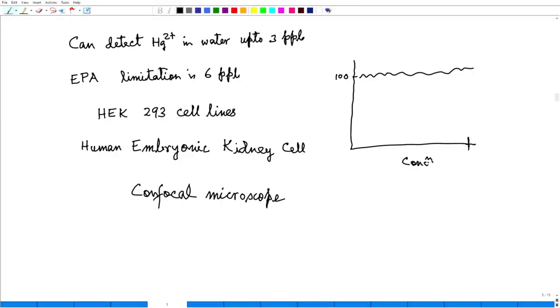So we inject this dye. Why do we inject the dye? Because this dye has no toxicity; we have tested. So we inject that dye, the dye will go everywhere, and then you inject mercury. Wherever mercury is there, it will glow, it will fluoresce, so that we can see it from confocal microscopy. And there are ways to know its concentration also.